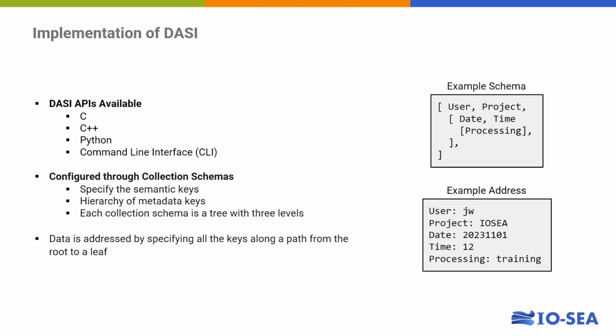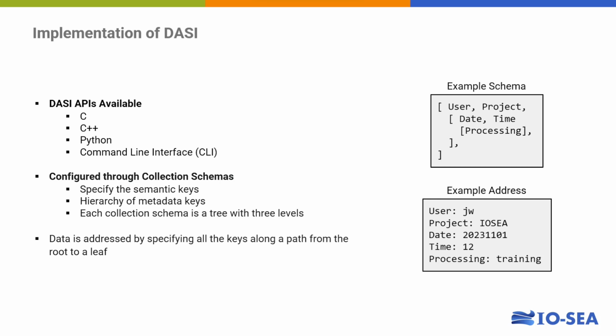DASI is configured through defining a set of rules. So you need to first identify your semantic metadata keys that are associated with your data. In this example, we have keys of user, project, date and time, and processing. Then you need to determine a hierarchy of 3 levels for these metadata keys in the definition of your schema. Here we've assigned the top level to user and project, and then the other 2 levels are nested inside these brackets for the second and third levels.